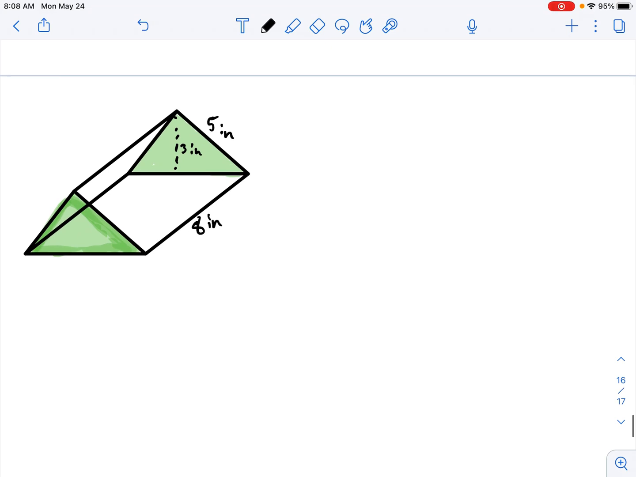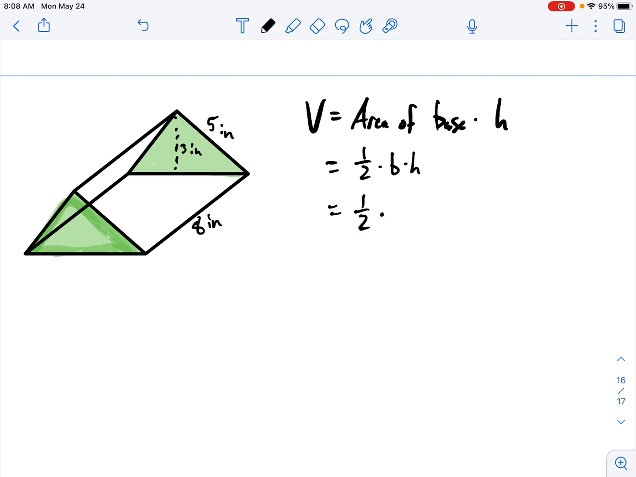Let's do a triangular prism now. So again, I colored in the bases. The bases are triangles, so that you can see how we're going to do this. So the volume is the area of the base times the height, okay? And the base is a triangle, so to find the area of a triangle, you do 1/2 times the base times the height of the triangle. So that's 1/2 times 5 times 3. Okay, I guess this should be right there.